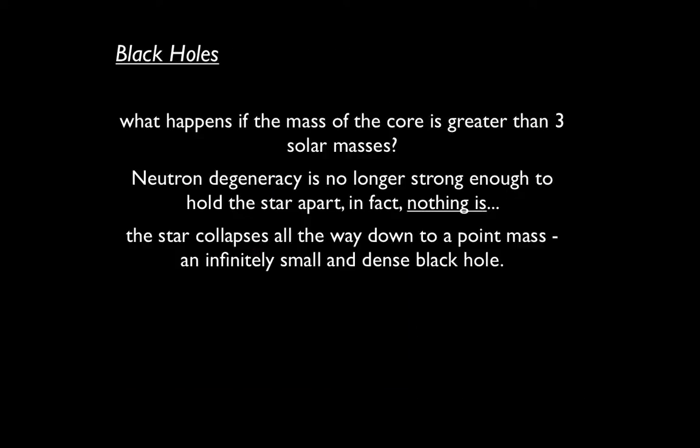So what happens now if the mass of the core is greater than 3 solar masses? When the mass increases, again the gravitational attraction also increases, and that means the neutron degeneracy is no longer strong enough to hold the star apart. And in fact, nothing is. The star will collapse all the way down to a point mass, an infinitely small and dense black hole.